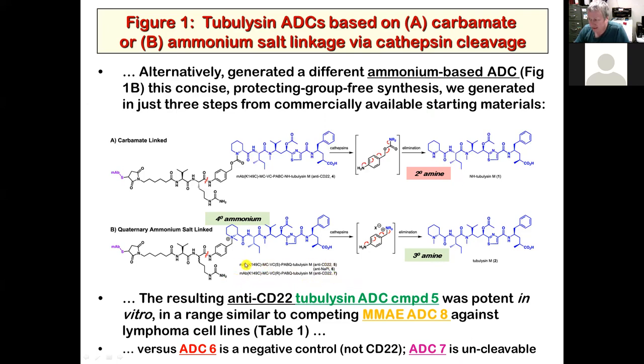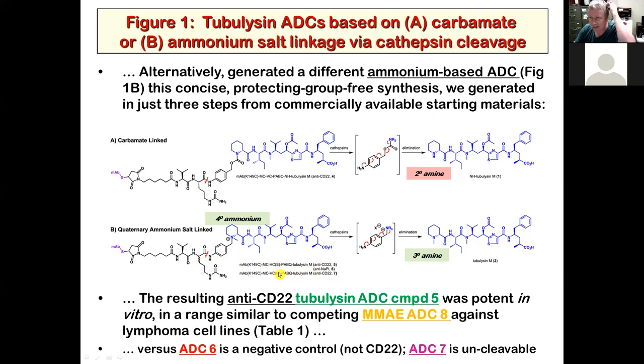So what's the difference between 5 and 7? Anybody see it? 5 and 7. It looks like VCS versus VCR. What does that mean? C was a citrulline, right? That's this amino acid right here, the citrulline. What was the purpose of citrulline? It gets recognized by the cathepsin, right? The cathepsin is the protease, which recognizes this amino acid. And so the difference between 5 and 7 is that 5 uses the natural stereochemistry of citrulline.